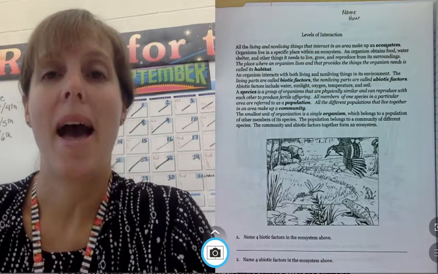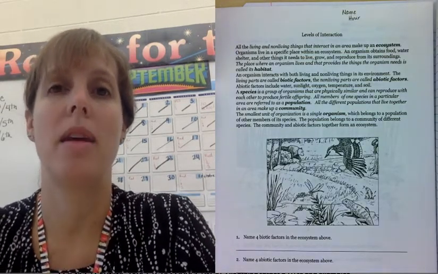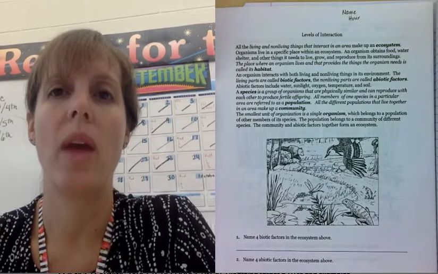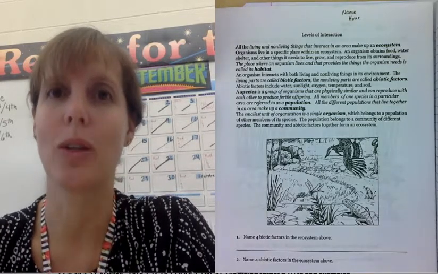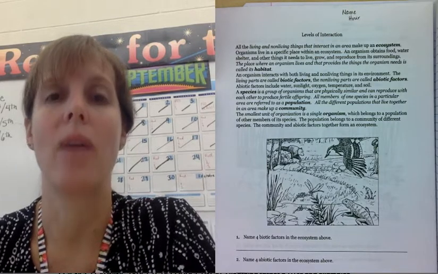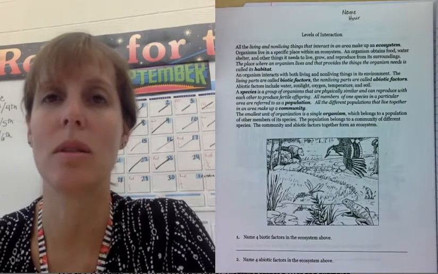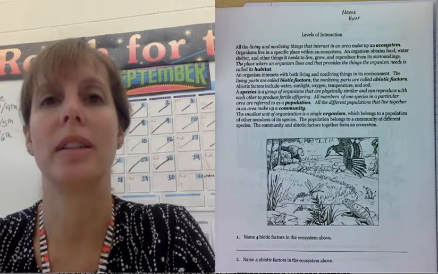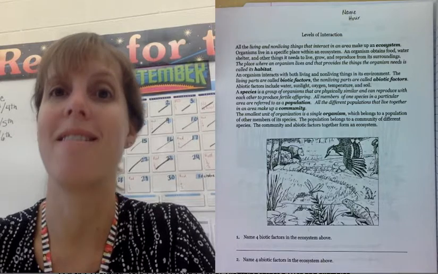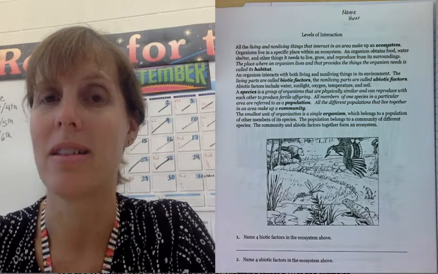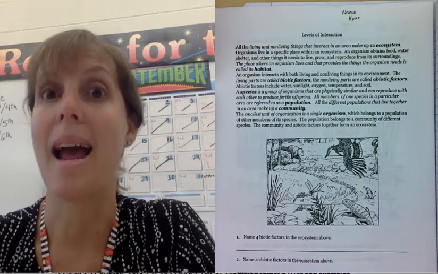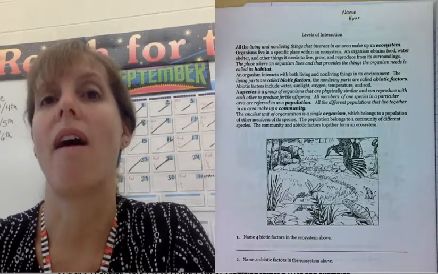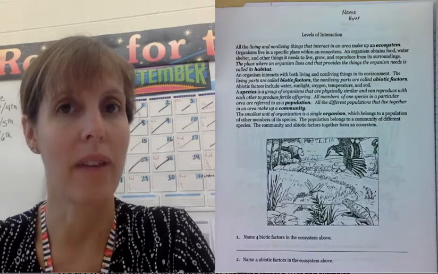All right, we have been working on looking at different types of ecosystems. When we look at ecosystems, scientists look at what's alive and what's not alive in each ecosystem to determine what can and cannot live there. What we've learned is that scientists call things that are not living, or not biotic, abiotic. And things that are living, they call biotic factors.